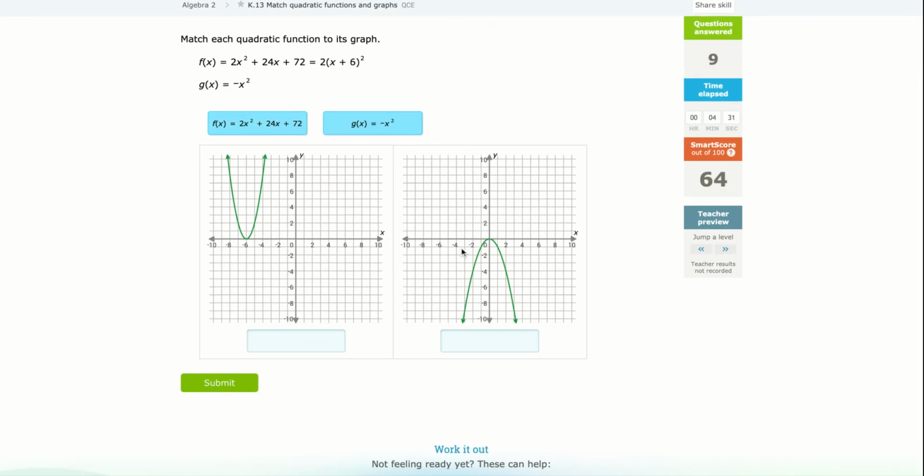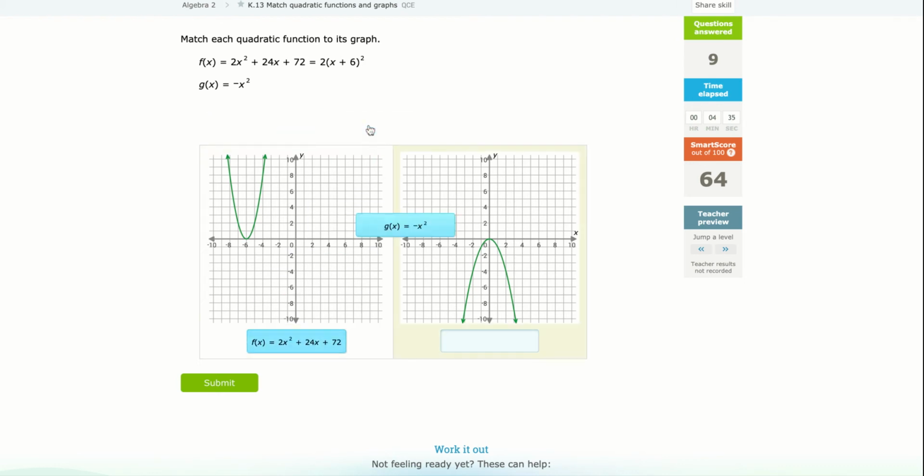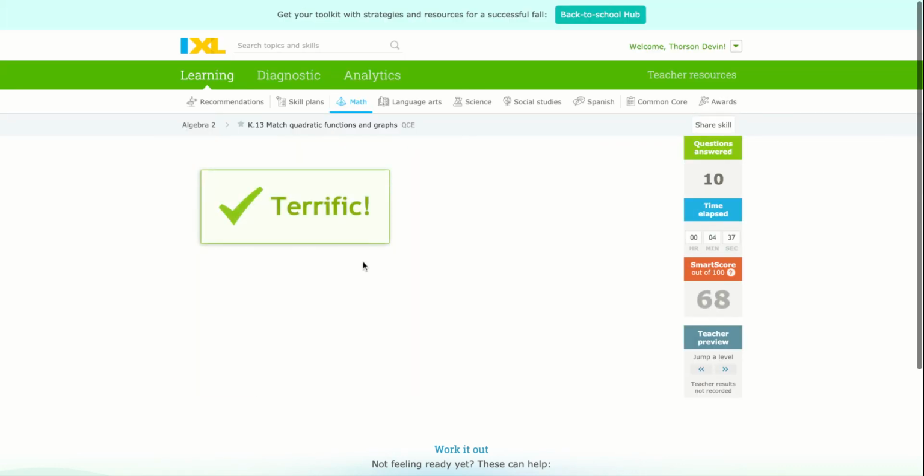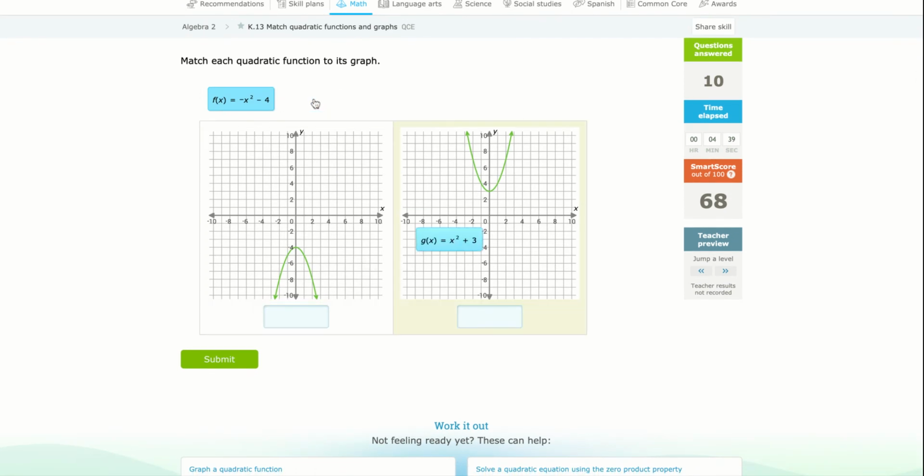Okay, both of these have one x. Oh, one's opened up, one's opened down. So opened up, opened down.